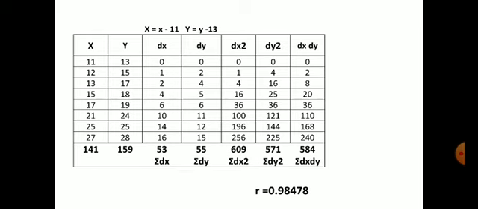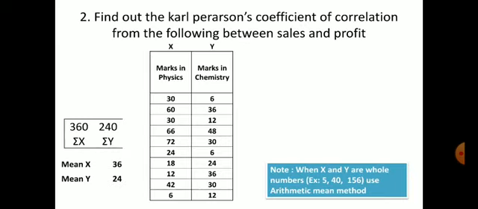The r value you should get as 0.98478. It represents a high degree of positive correlation. This answer you should get. You just calculate by yourself. So pause the video and calculate, please. Okay, moving further to the next question.